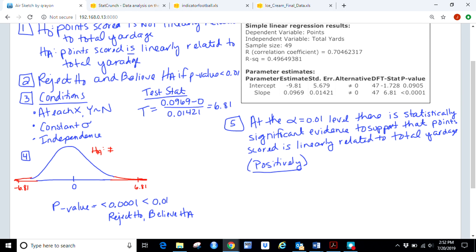In the next video, we'll start discussing confidence intervals.